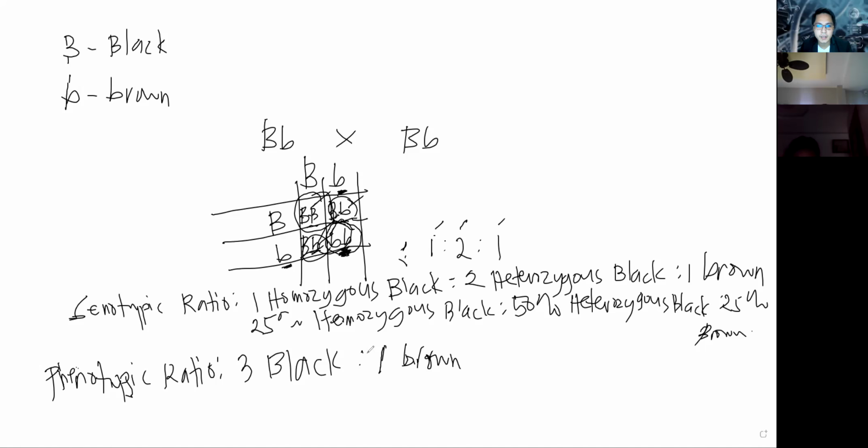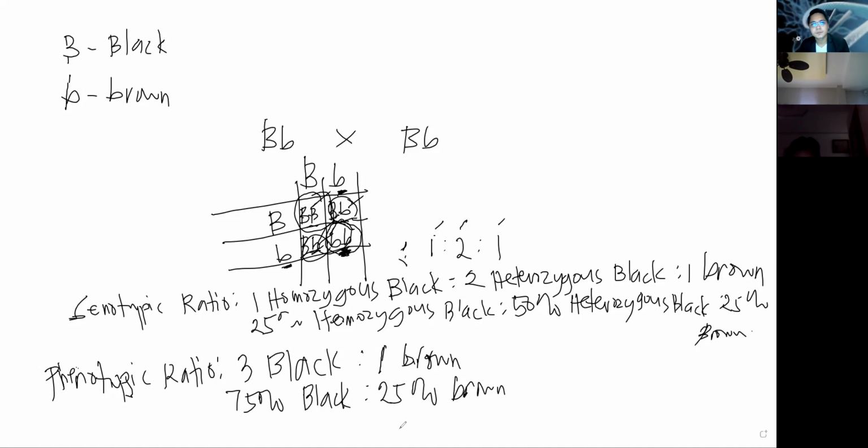Or you can have this one as 75% black is to 25% because this one is brown. Again, the phenotypic ratio is 3:1.